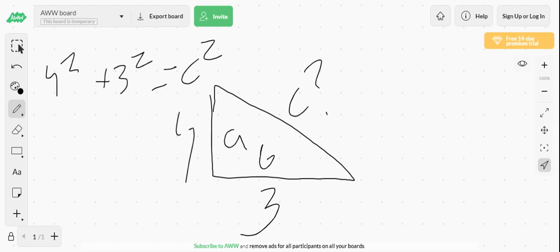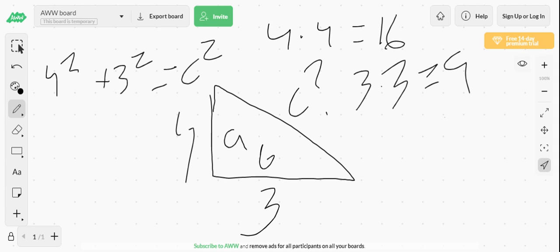So now let's solve it. To figure out something that's squared, you times it by itself. So 4 times 4 equals 16, right? And 3 times 3 equals 9. If you're following along, you can write this down, pause the video. So we have now 16 plus 9. What does that equal? 25. Well, yeah, you think, okay, 25, that's easy.